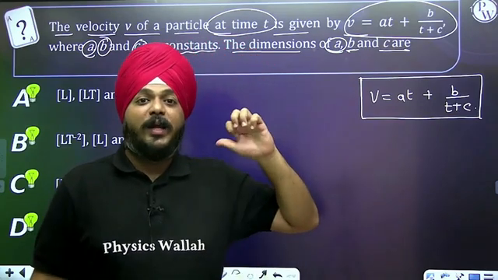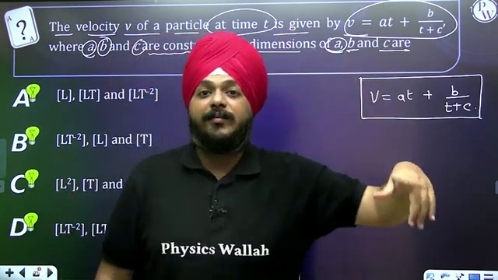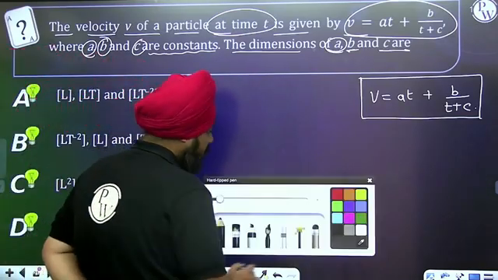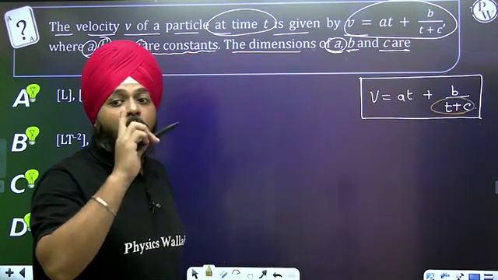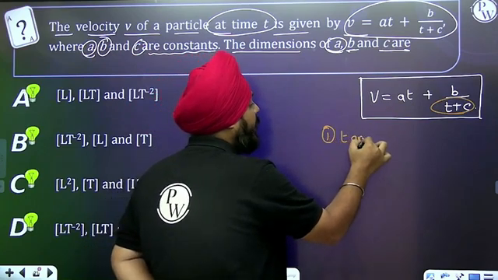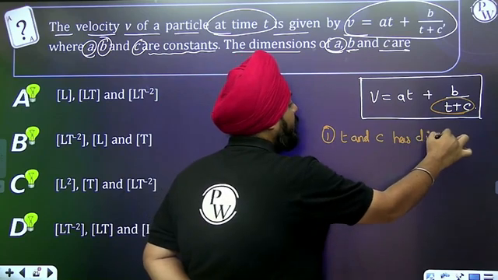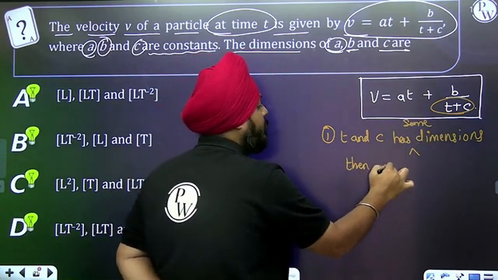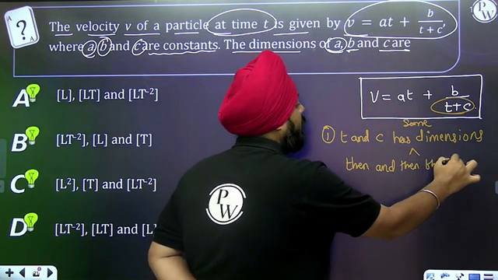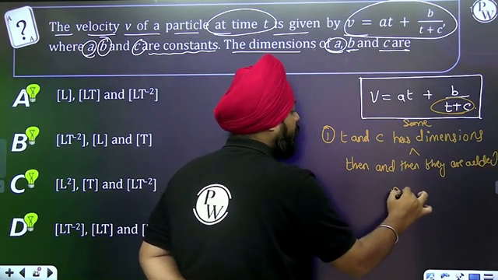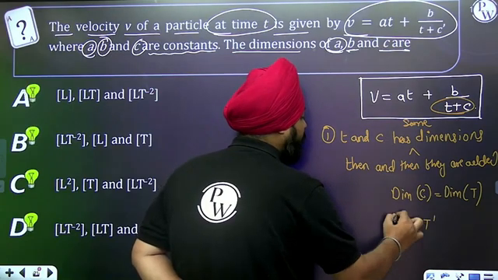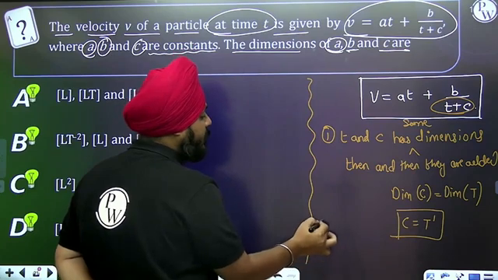So two physical quantities can only be added or subtracted if they have the same dimensions. We have seen this, and the same we are going to use here. Here, t and C are added because they have the same dimensions. It means the dimensions of C are equal to the dimensions of t. t is time, so C has the dimensions T to the power 1, right? C has the dimensions T to the power 1. Yes or no?